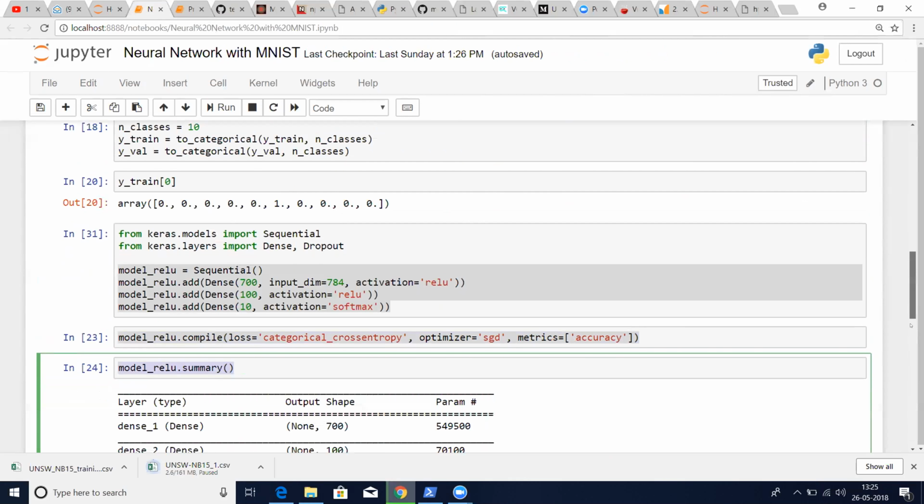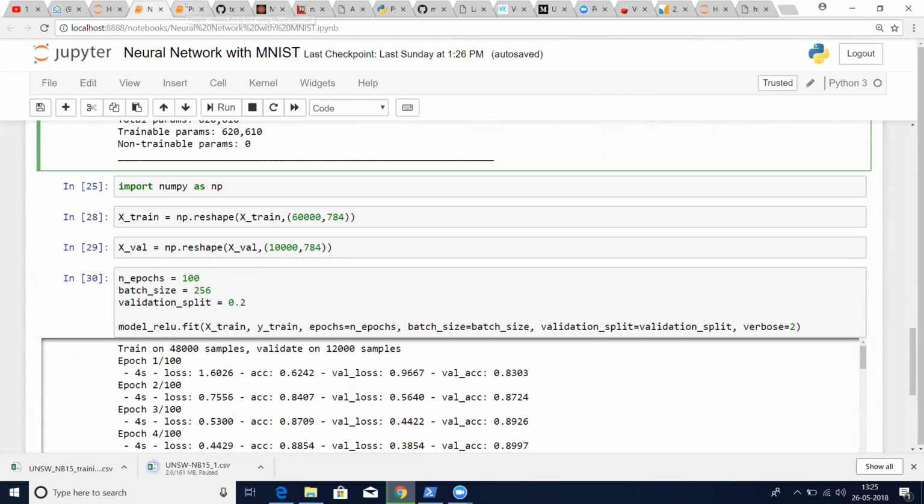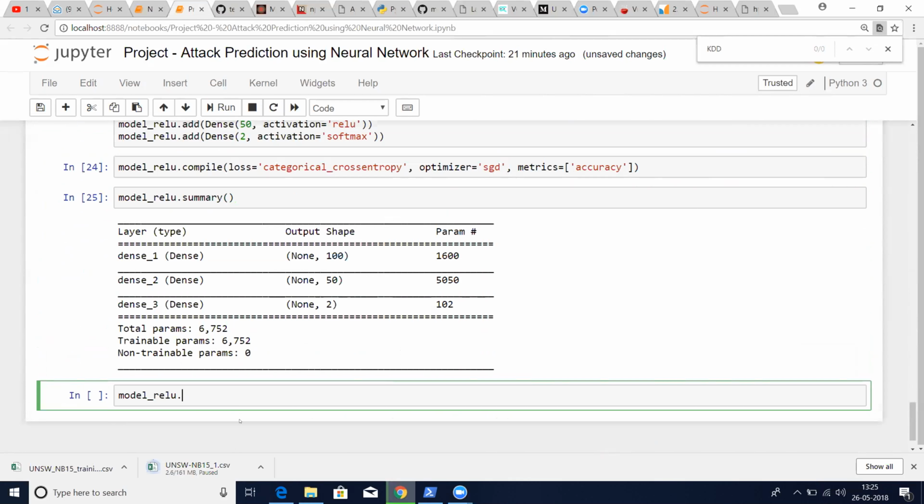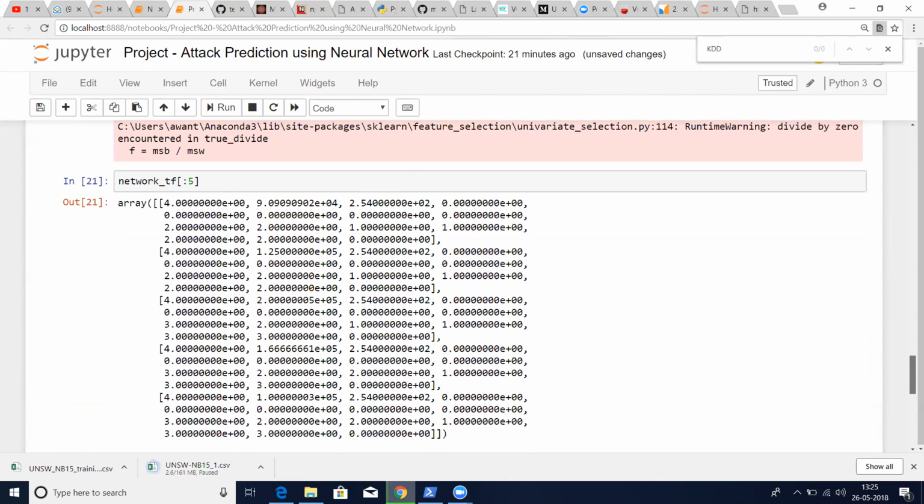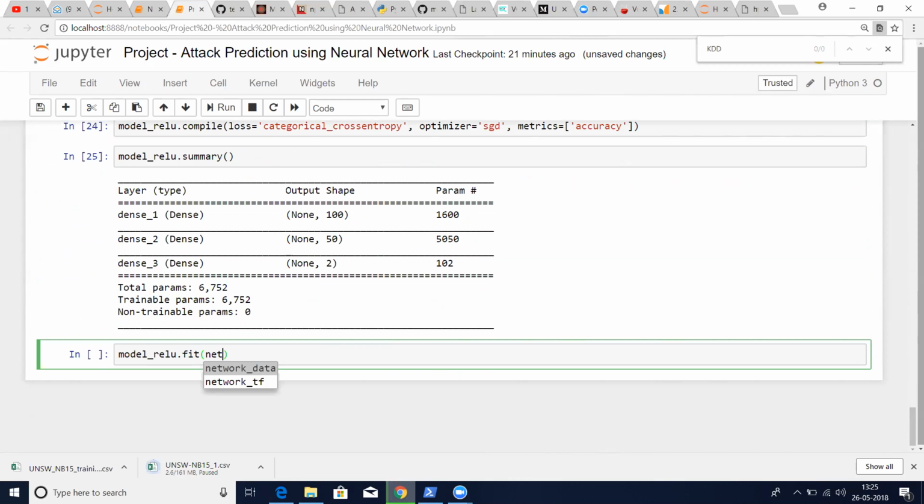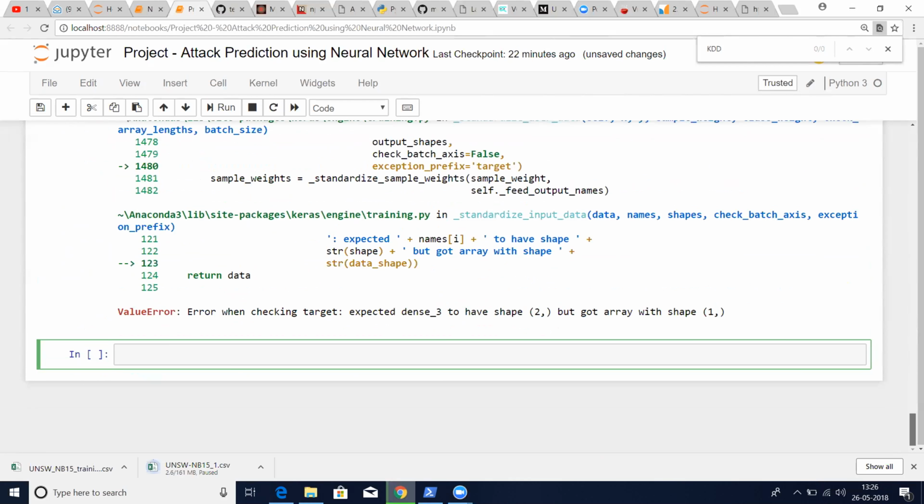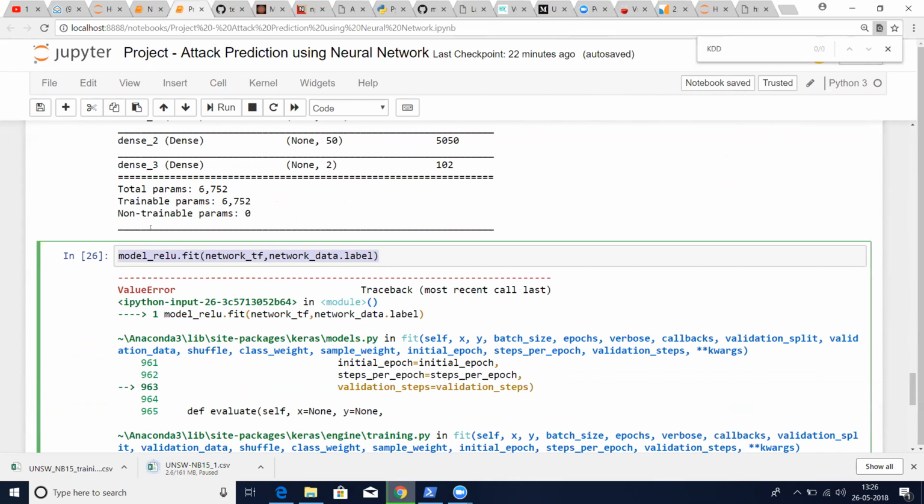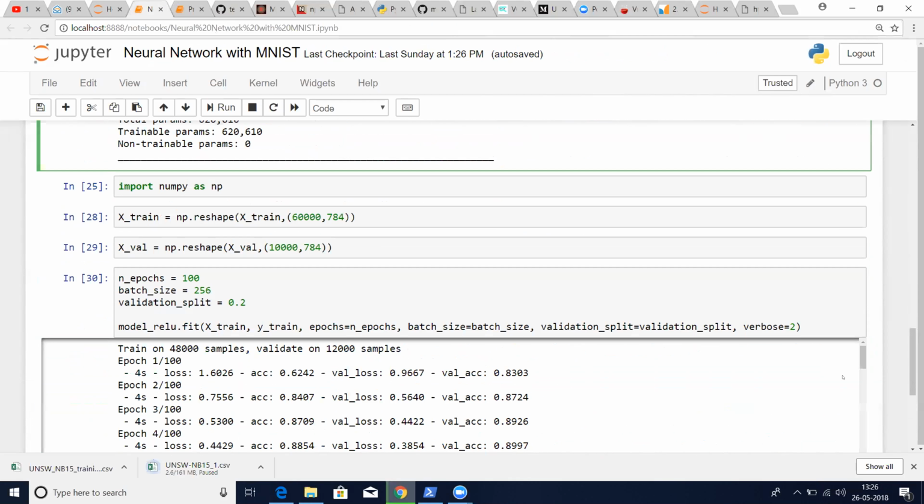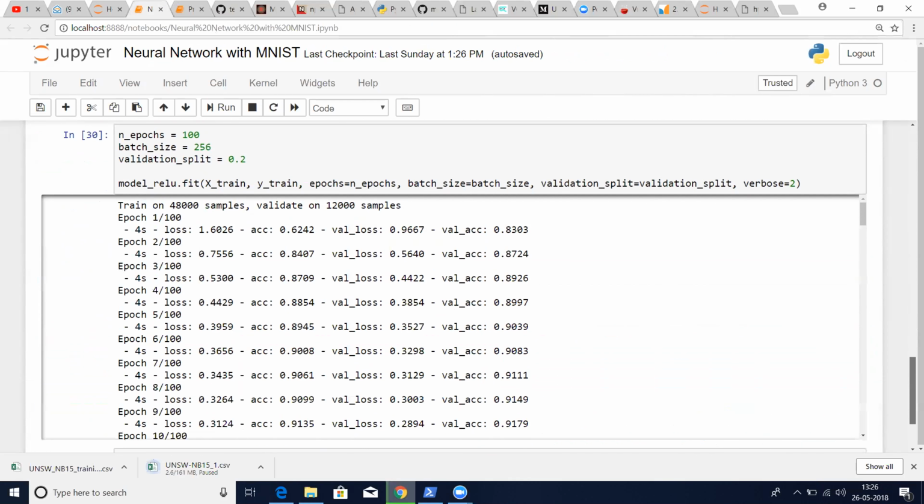Now I want to train the model. So let's train the model, model.fit, with the network data. Remember that this is one error: the network data is one dimension, so generally you have to vectorize it. To vectorize the network data, there is a utility function which will vectorize it.